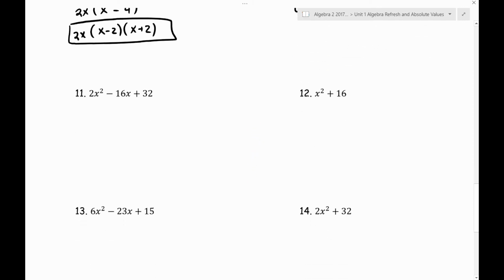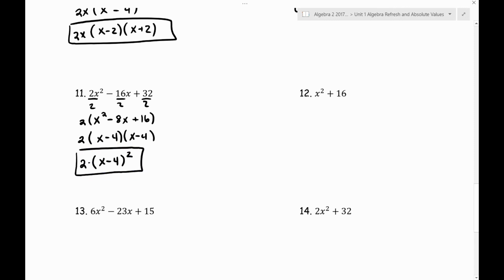Number 11, take out a 2. Let's see what we get. 2 times x squared minus 8x plus 16. So I can factor this, and I'll get x. What's going to give me 16? I could do 6 and... nope. I can do 8 and 2. That's not going to give me the middle term. How about 4 and 4? I could do x minus 4 times x minus 4, which I can rewrite as 2 times x minus 4 quantity squared.